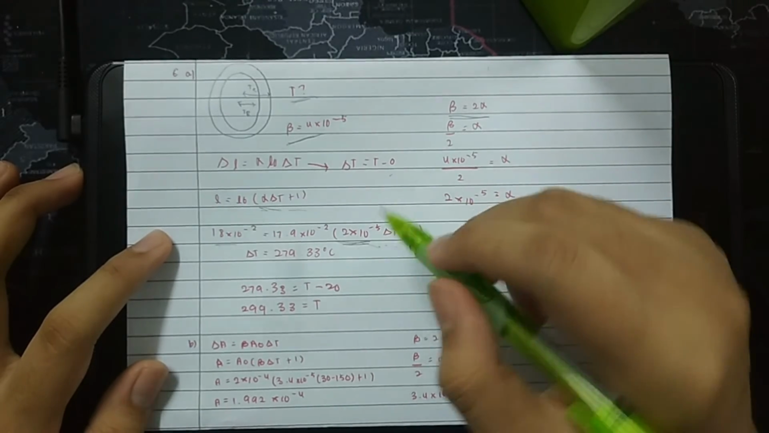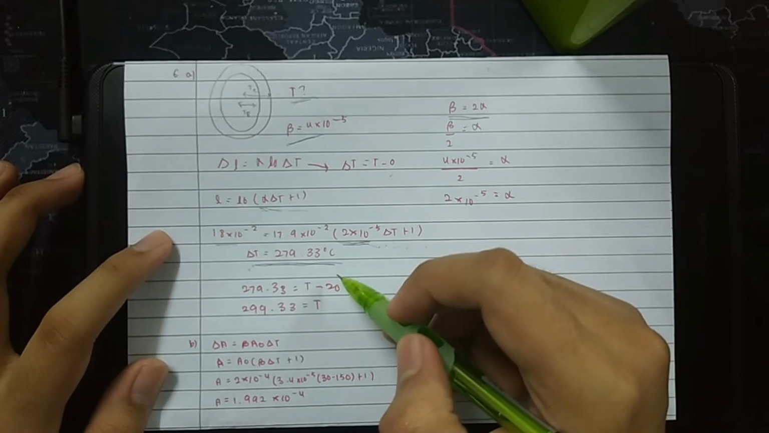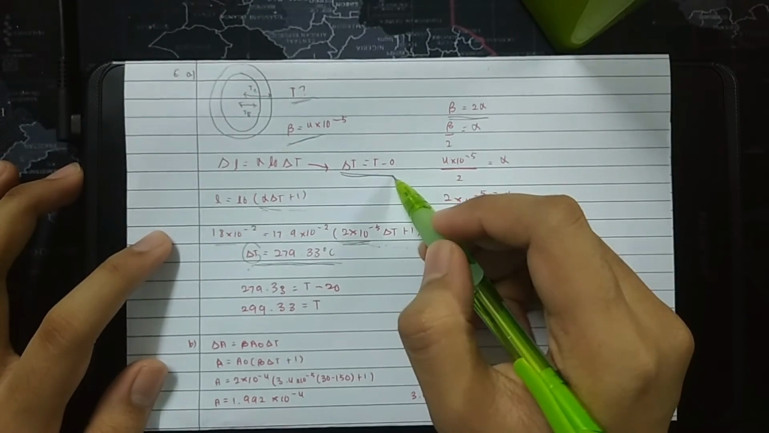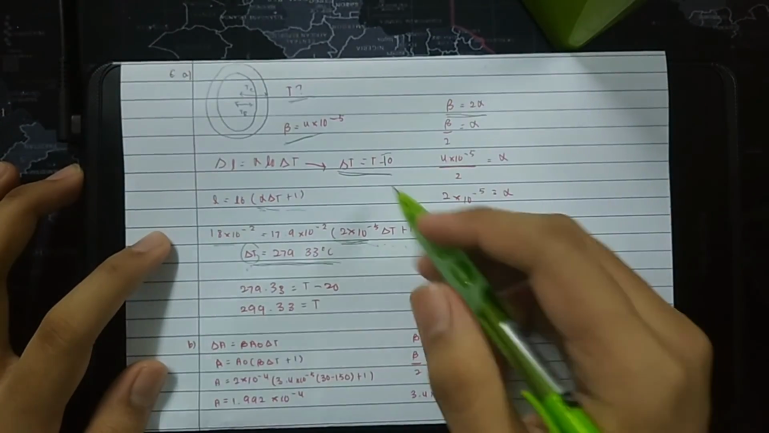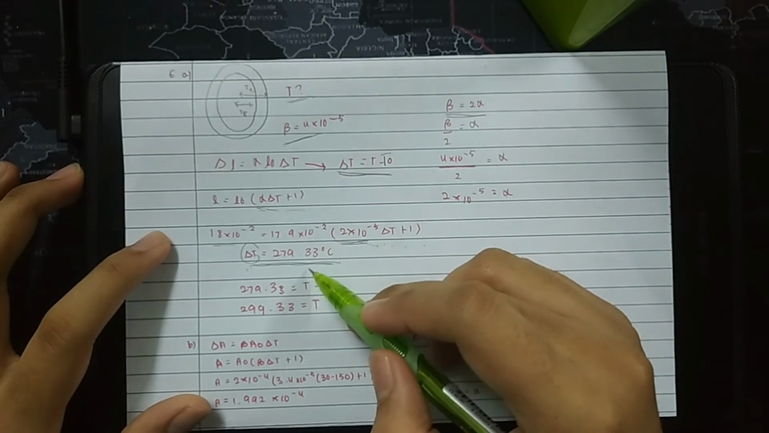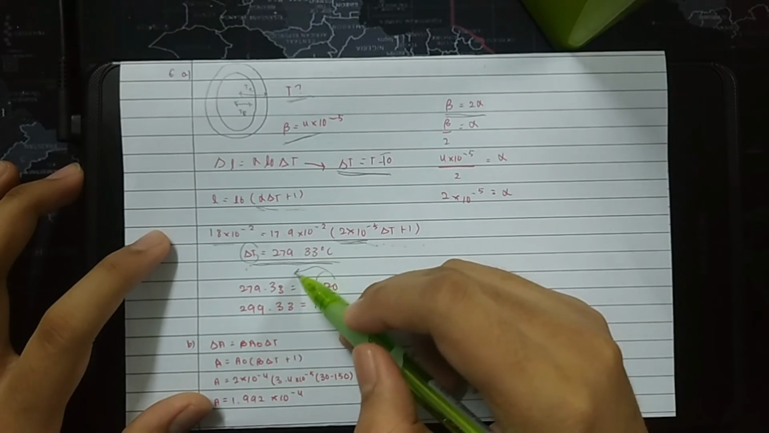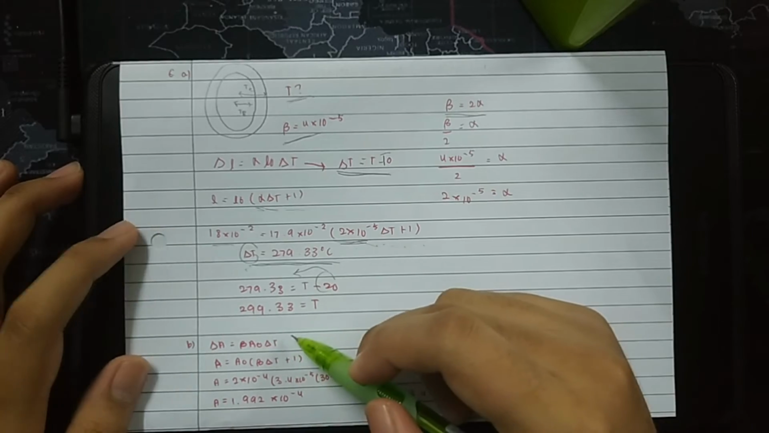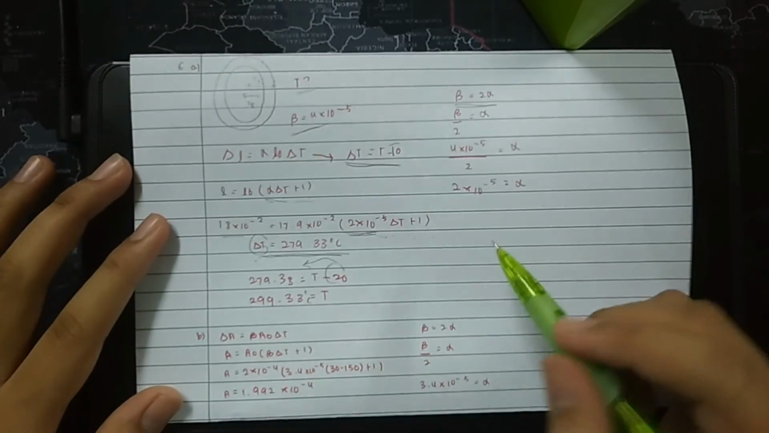Bila kita kira, kita akan dapat delta T kita sama dengan 79.33 degree Celsius. Delta T pula sama dengan T minus T0. T0 kita ialah 20 degree Celsius. Kita masukkan je, lepas tu ni pindah akan jadi tambah dengan ni. So T baru kita akan dapat 99.33 degree Celsius.